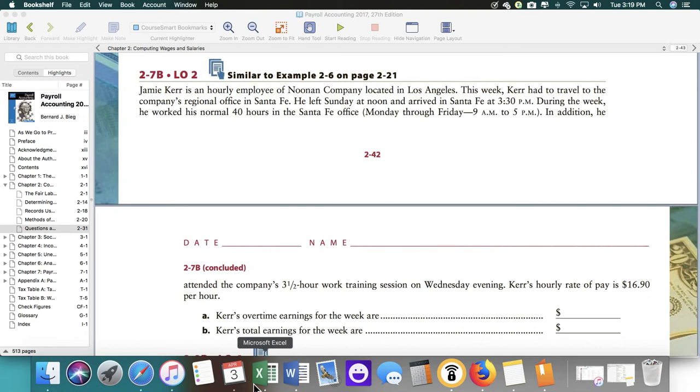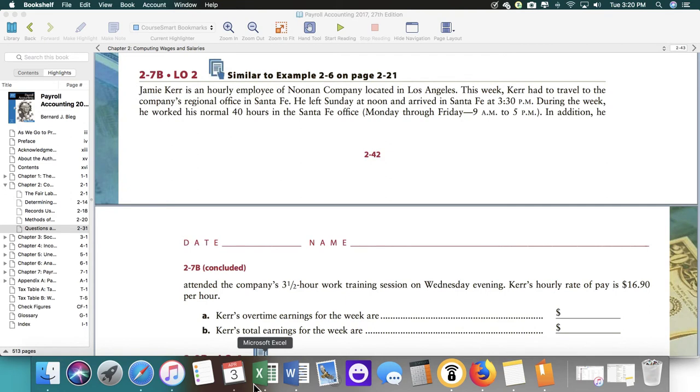And so it's not going to be a standard, they worked 40 hours, so you take 40 hours times their pay rate, and then you calculate their overtime rate. So that's not how it works. So let's start with 2-7b.